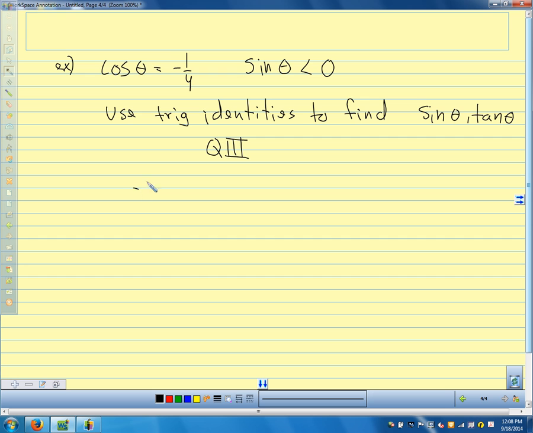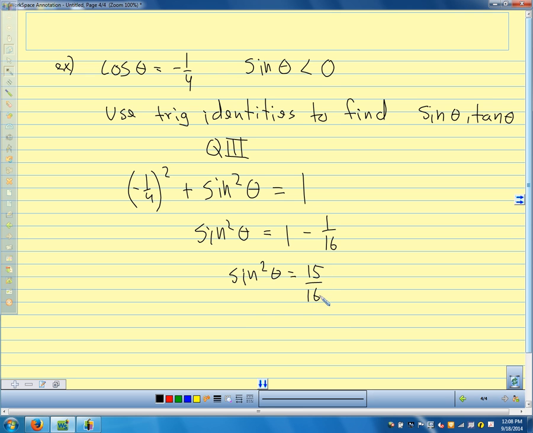So I'm going to say negative 1/4 squared plus sine squared theta equals 1. And negative 1/4 squared is 1/16. So I have sine squared theta equals 1 minus 1/16. 1 minus 1/16 is 15/16. So sine squared theta is 15/16. And sine theta is square root of 15 over 4. We're in the third quadrant, so I have to put a negative sign.